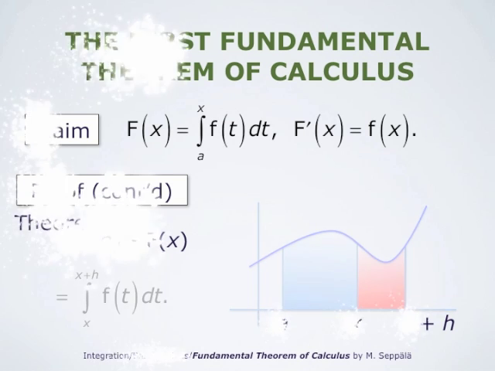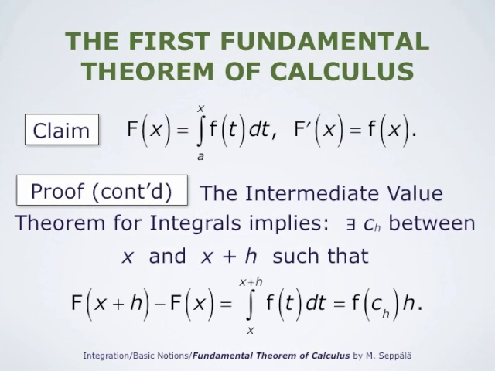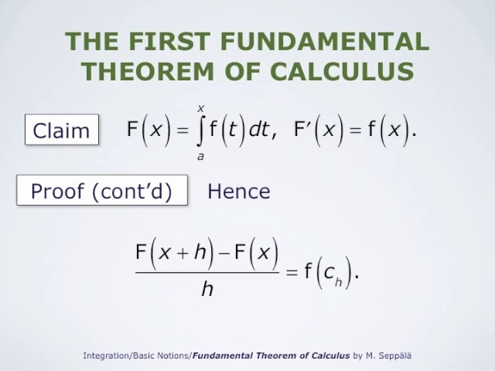So now, by the intermediate value theorem for integrals, just discussed a moment ago, we know that there is a number c_h between x and x+h, such that capital F(x+h) minus capital F(x), which is the integral from x to x+h of f(t) dt, is the function small f evaluated at c_h times h. Then next we divide by h. h is not 0. So we get from that equation that F(x+h) minus F(x), divided by h, is the function small f evaluated at c_h.